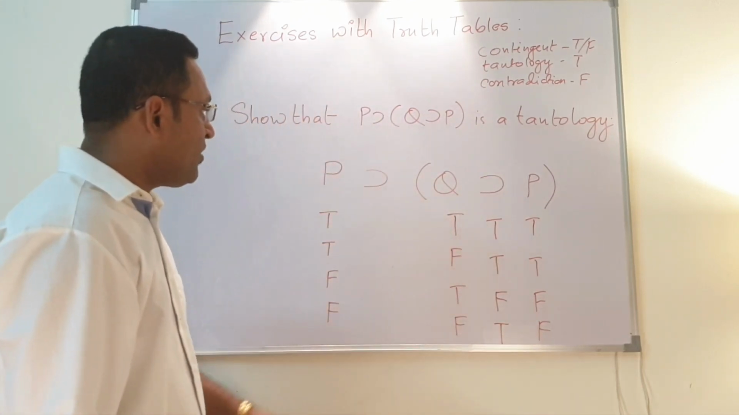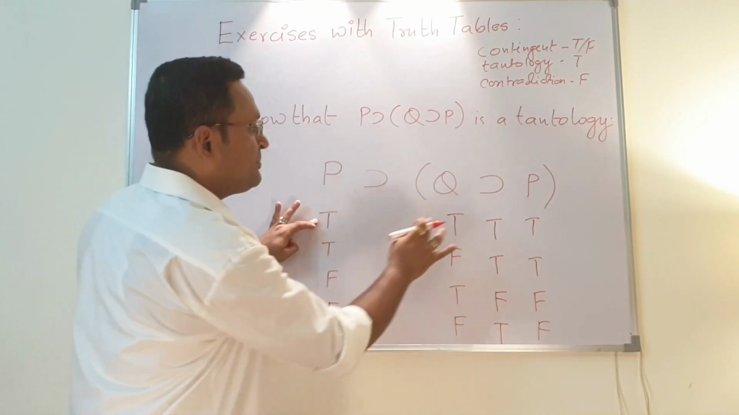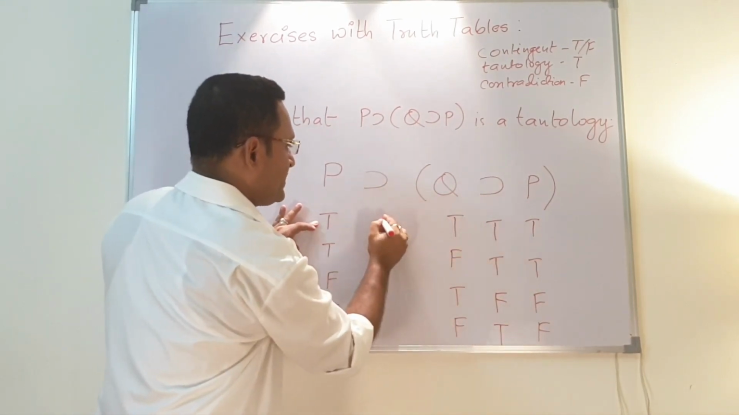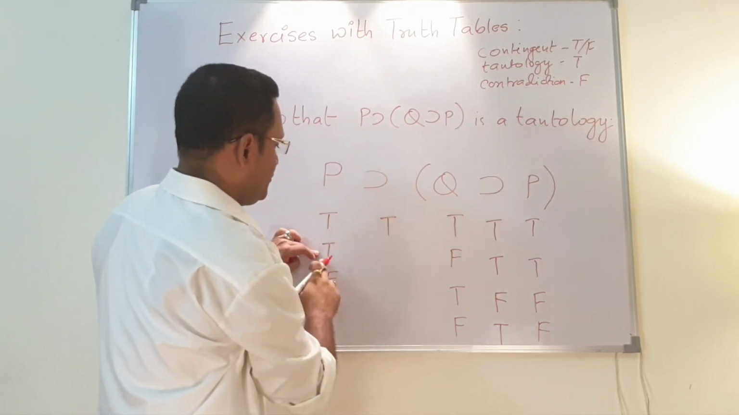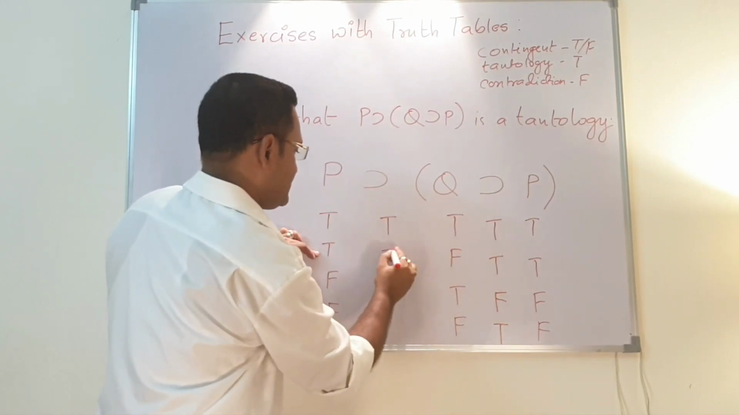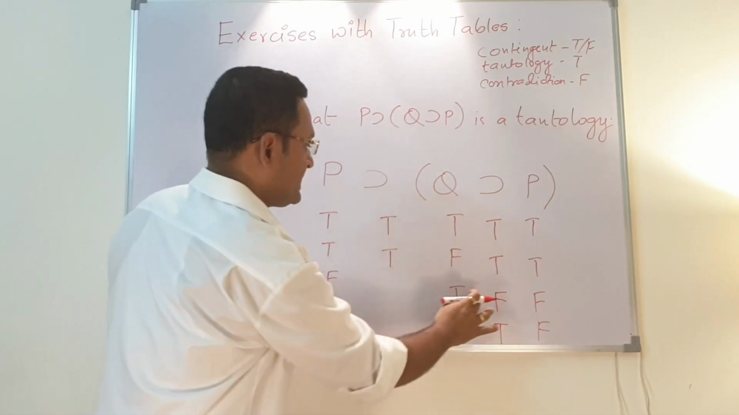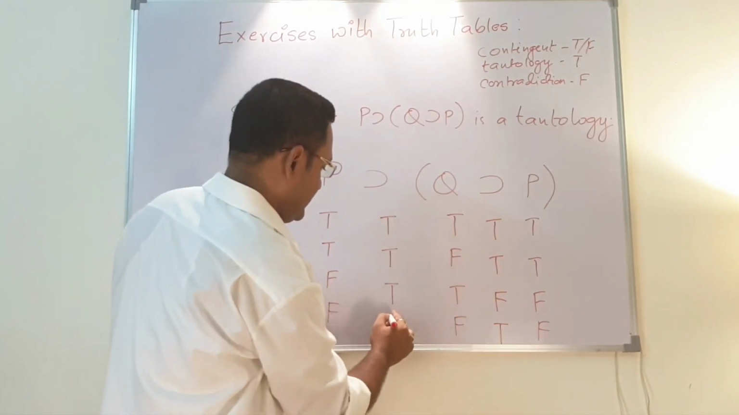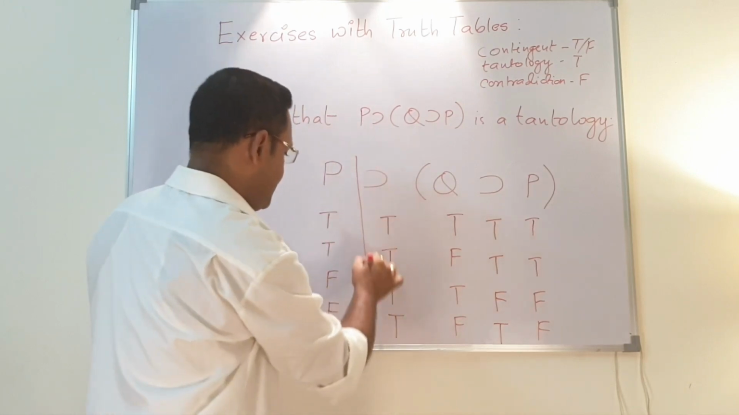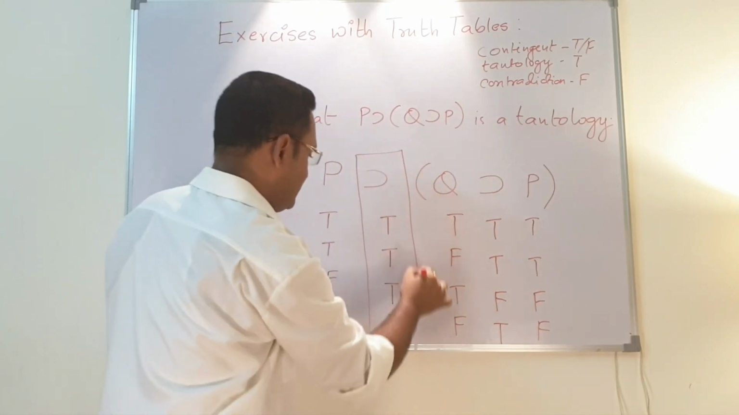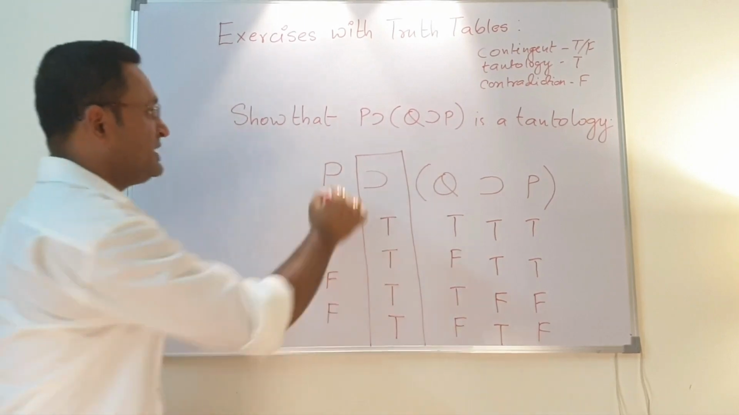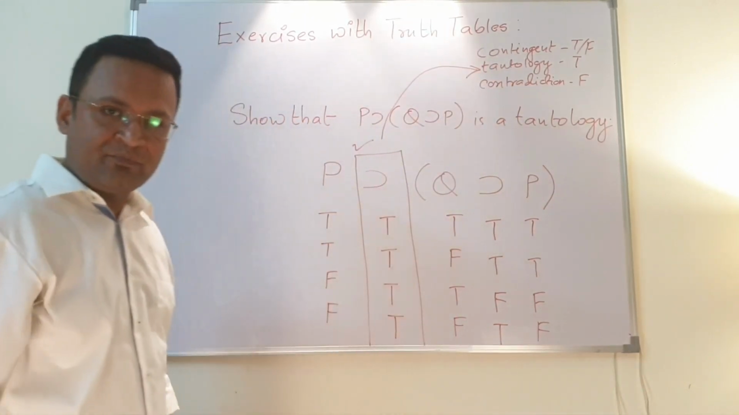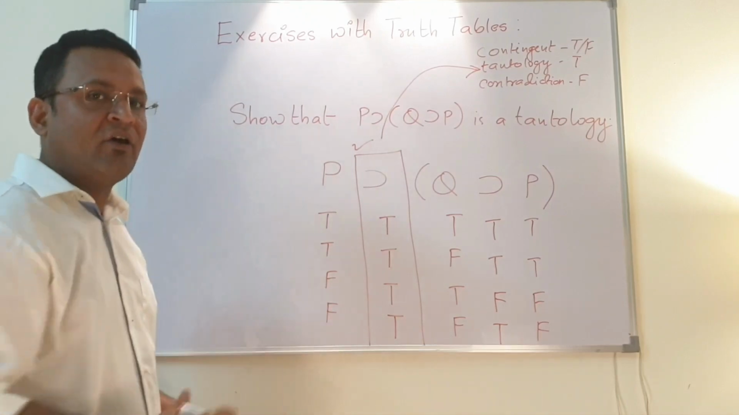Fine. Now I have to find the value of true implies this. So true implies true is true. True implies true is true. False implies false is true. And false implies true is also true. So you see, this is the value which we have to calculate. So this is a tautology. This is another way of solving this question.